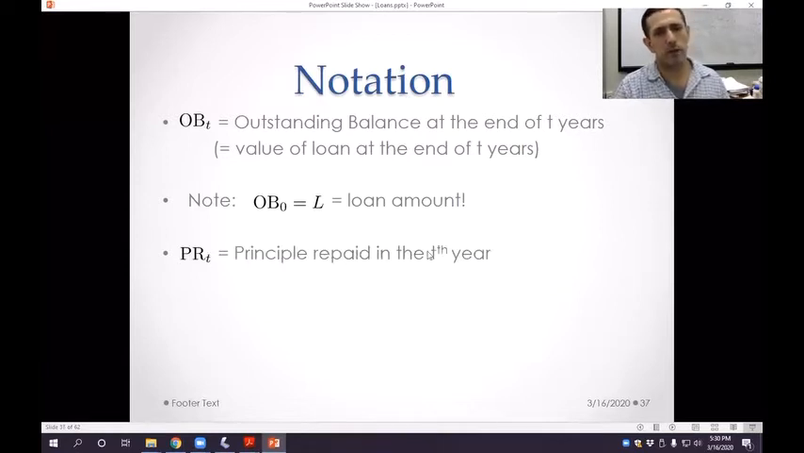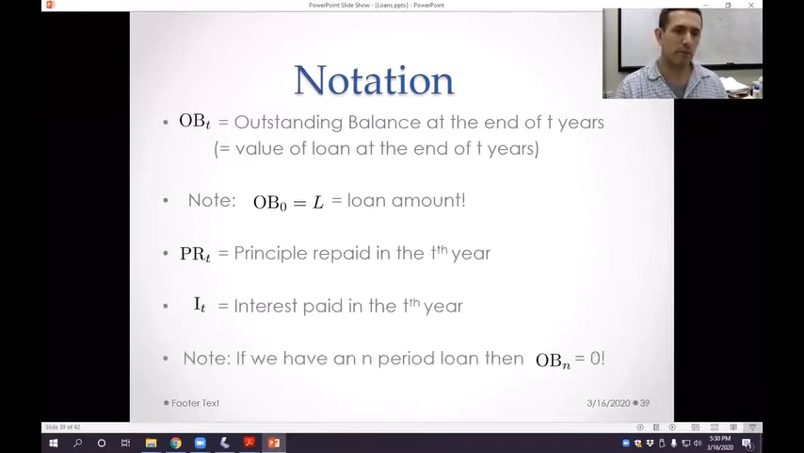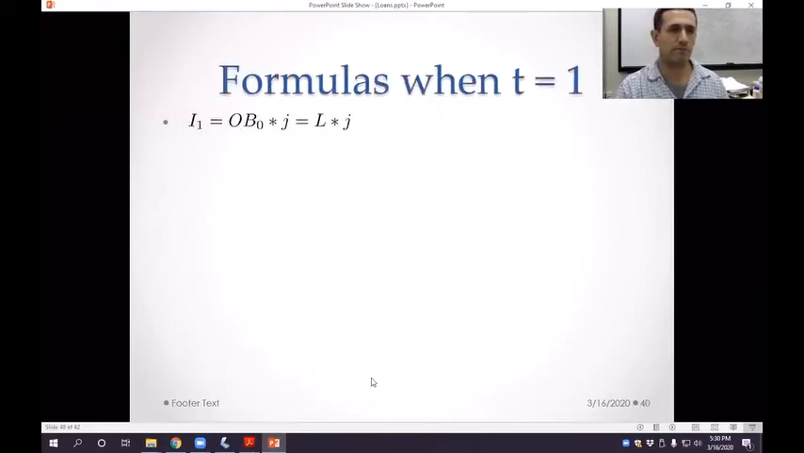PR_T is the principal repaid in the T-th year, and I_T is the interest paid in the T-th year. And as I mentioned, if you have an N period loan, meaning the loan is paid off after N periods, then you better have OB_N is 0, or practically speaking, very close to 0. Theoretically, it's always going to be 0, but due to rounding, you could have it a couple cents, 10 cents, maybe even something much, much, much smaller in scale than anything you're dealing with in the loan.